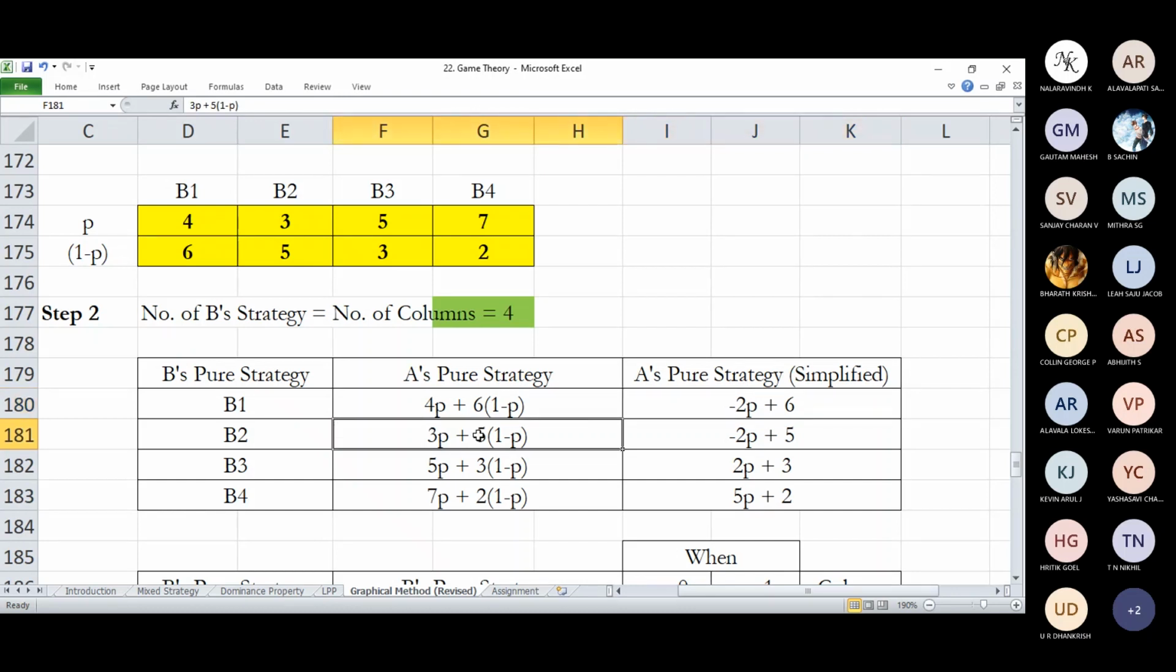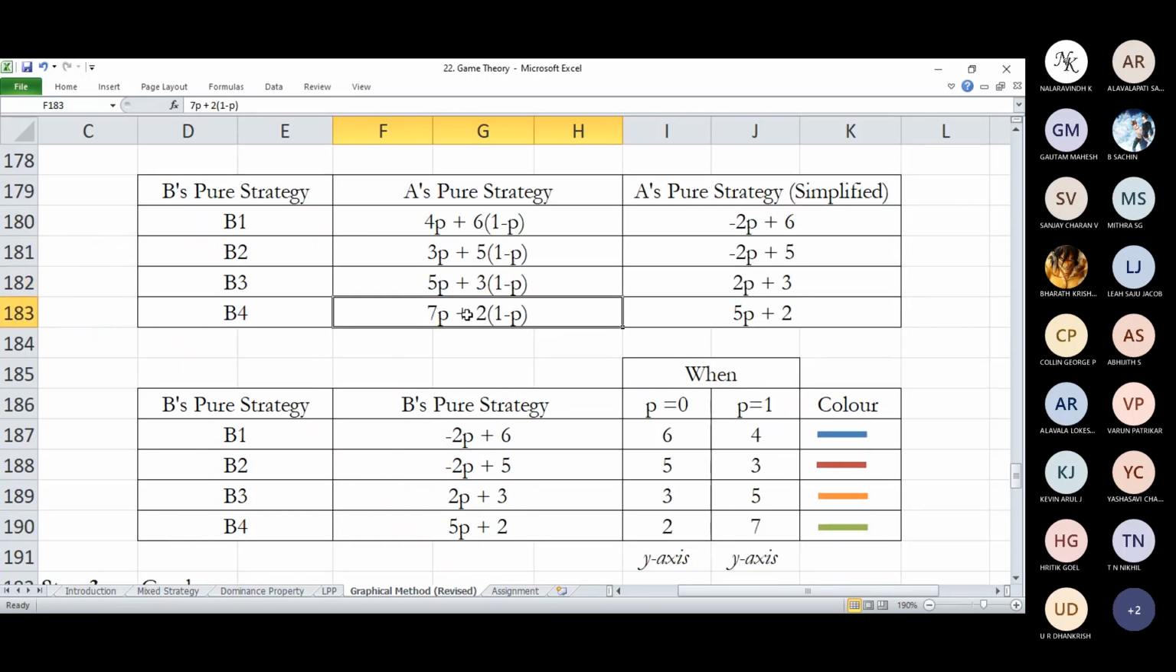Then 3p plus 5 minus 5p, which is 3p minus 5p is minus 2p plus 5. Then 5p plus 3 minus 3p is 2p plus 3. Then 7p plus 2 minus 2p is 5p plus 2. So all the strategies are simplified and put here.